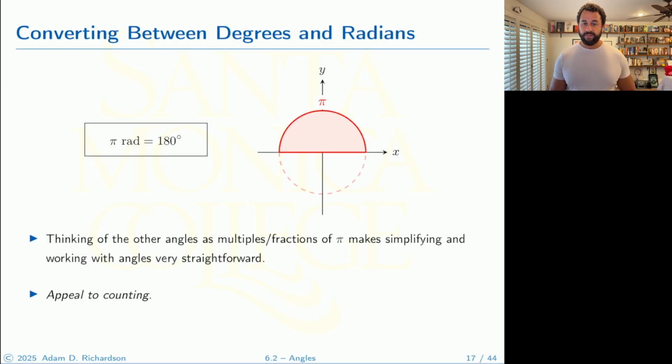This is just what I was saying a minute ago. You're going to think about all the other angles as multiples or fractions of pi, and then working with them is actually very straightforward. You're going to see it's very simple. You've got to appeal to counting. This is one of the things I said back on day 1, and we talked about a lot back in chapter 1. If you can appeal to counting, do it. It'll save you a lot of work.